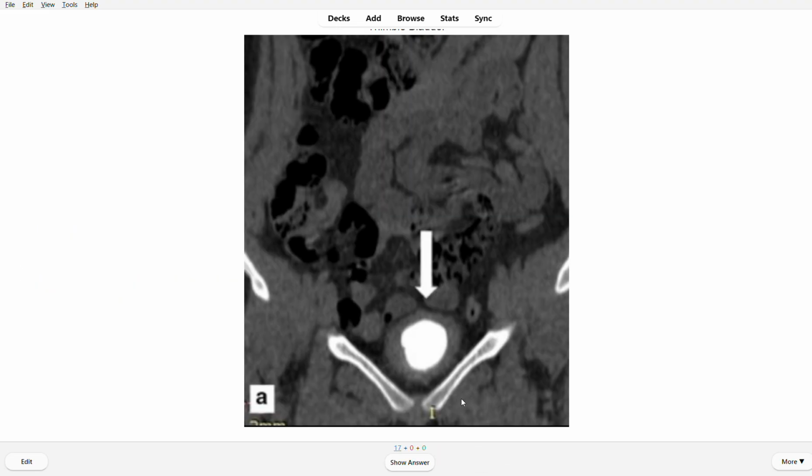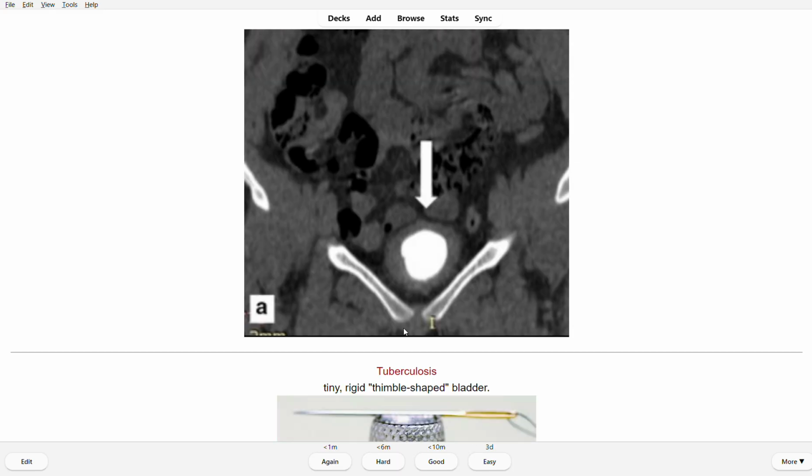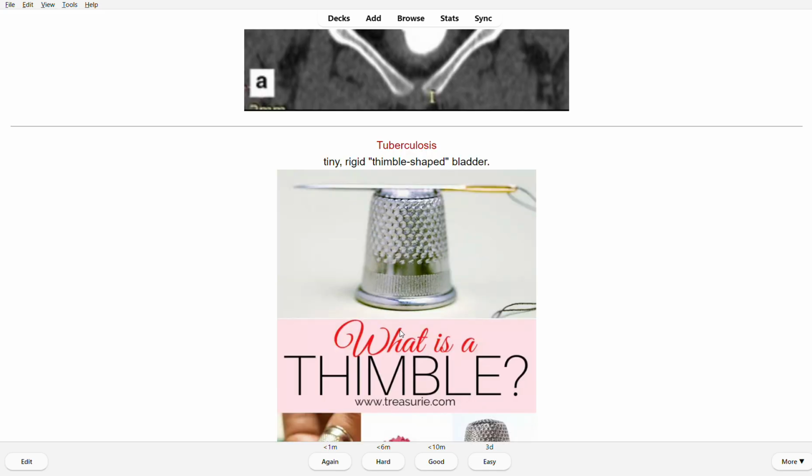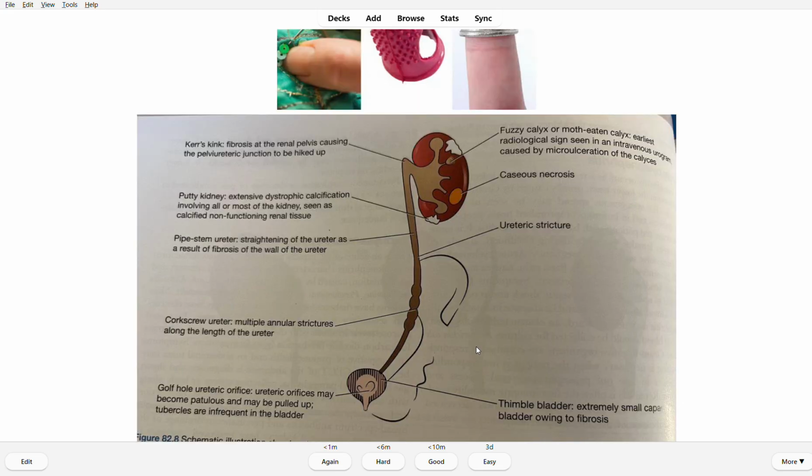Thimble bladder is seen in which condition? What is a thimble? It is a small rigid bladder. It is seen in tuberculosis. Thimble bladder is a tiny, rigid, thimble-shaped bladder. See, the small thing is a thimble, and our bladder also looks like a thimble in tuberculosis.